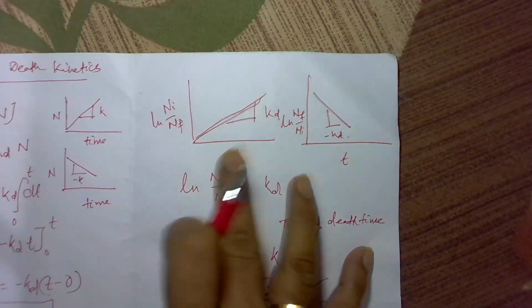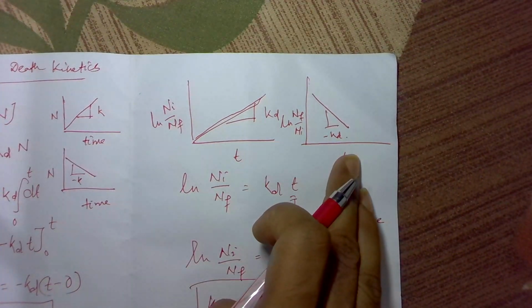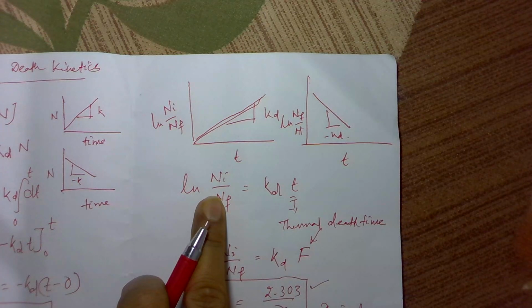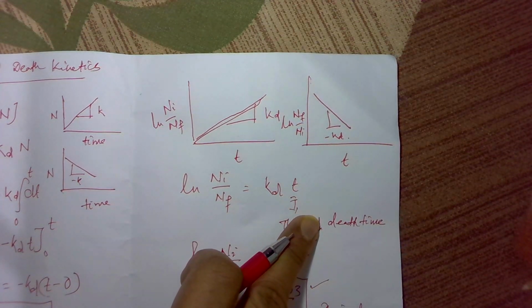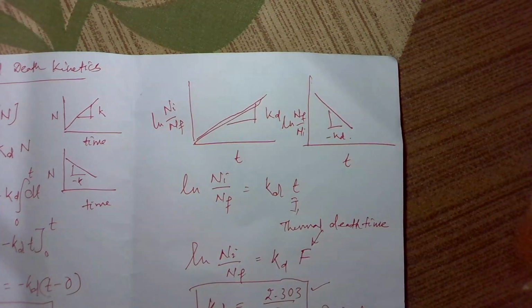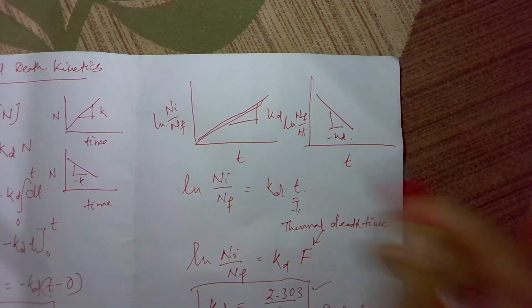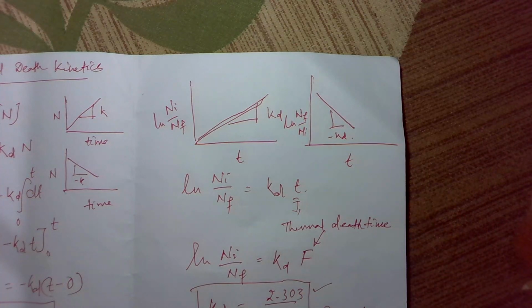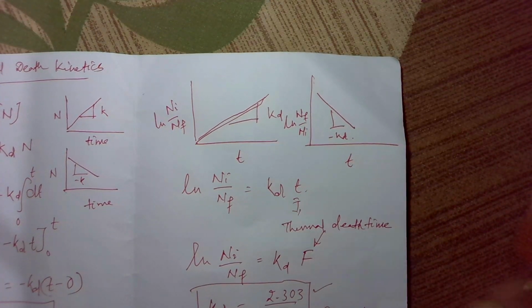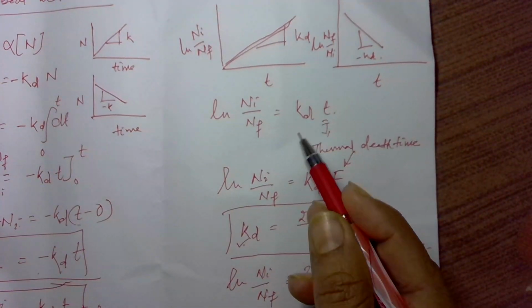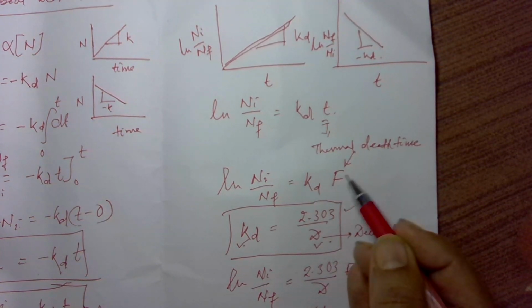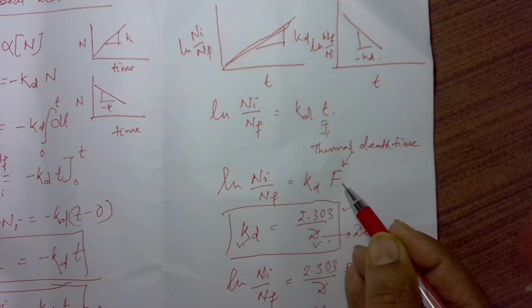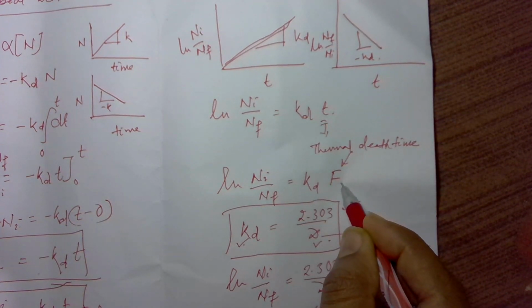So this way, in graphical form, we can represent this. ln(Ni/Nf) is equal to Kd·t. This t is your thermal death time. Instead of writing t, we represented it with the symbol of thermal death time. What is the symbol of thermal death time? F.